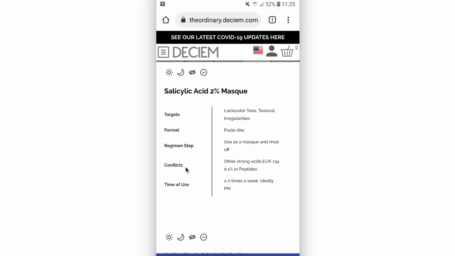Then it also will tell you the conflicts, which basically means with what you should not use it in the same routine. And it tells you other strong acids, EUK134 or peptides. And I'm going to get into the conflicts in just a moment, and then it also tells you the time of use. Use once to twice per week, ideally in the evening. So those are the main information that you can also find under the Regimen Guides if you want to know more about how you can specifically use the mask. This is like a brief overview.